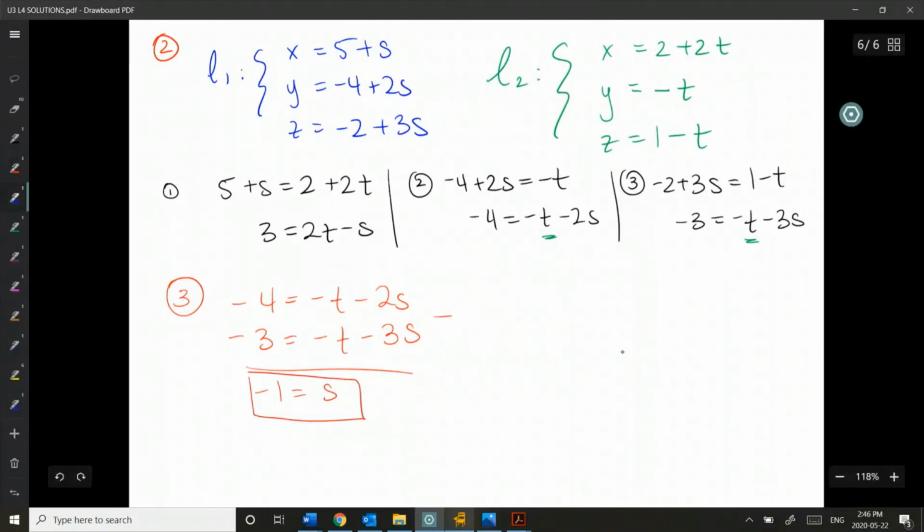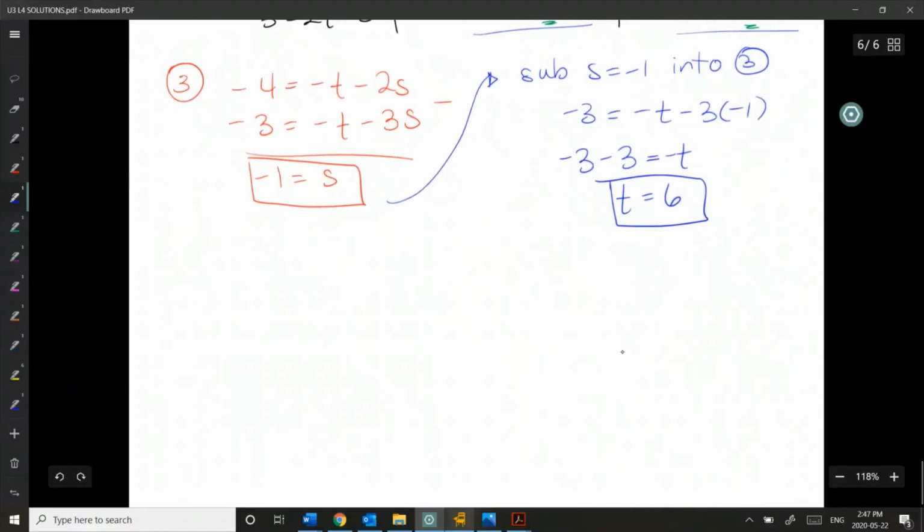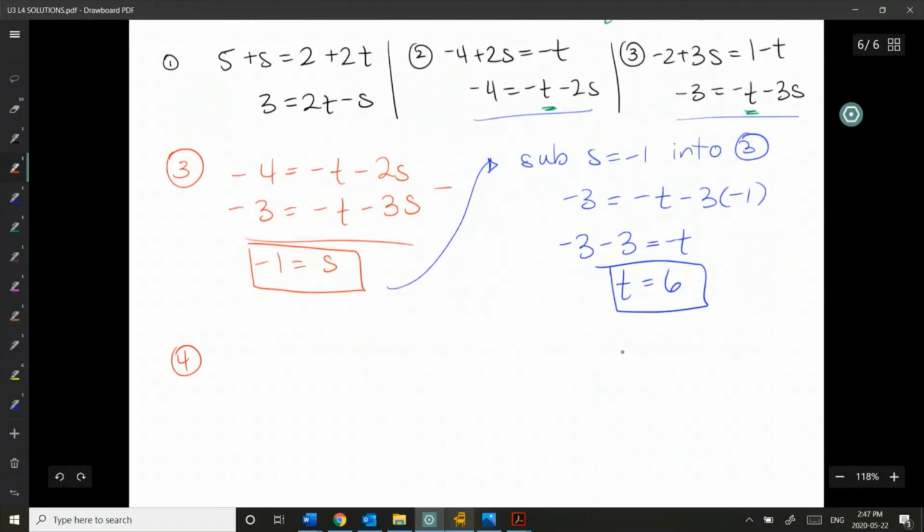I'm going to sub this back into one of our 2 equations that we just used. You can choose equation 2 or equation 3. Let's sub s equals negative 1 into equation 3. And when we move that over, it's going to become negative 3. And that means that t is equal to 6 here. Okay, so final step, we're going to take these 2 and sub them into the final unused equation, which is equation 1 here. So sub s equals negative 1 and t equals 6 into equation 1.